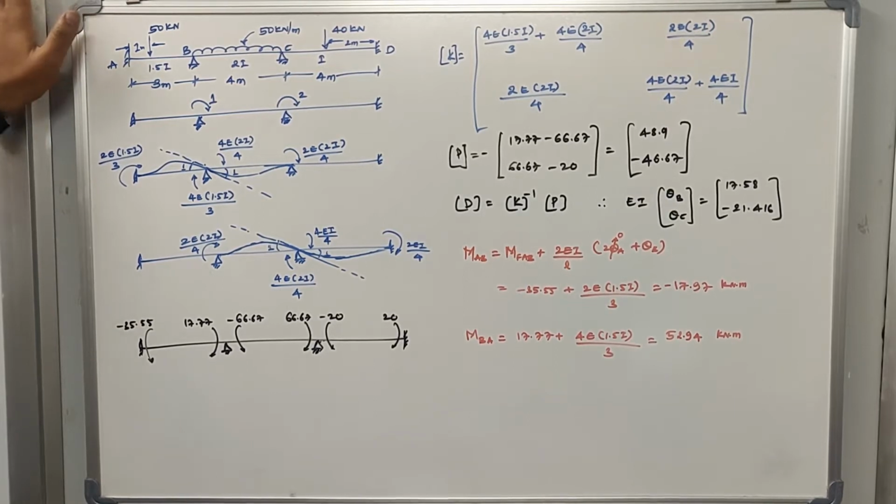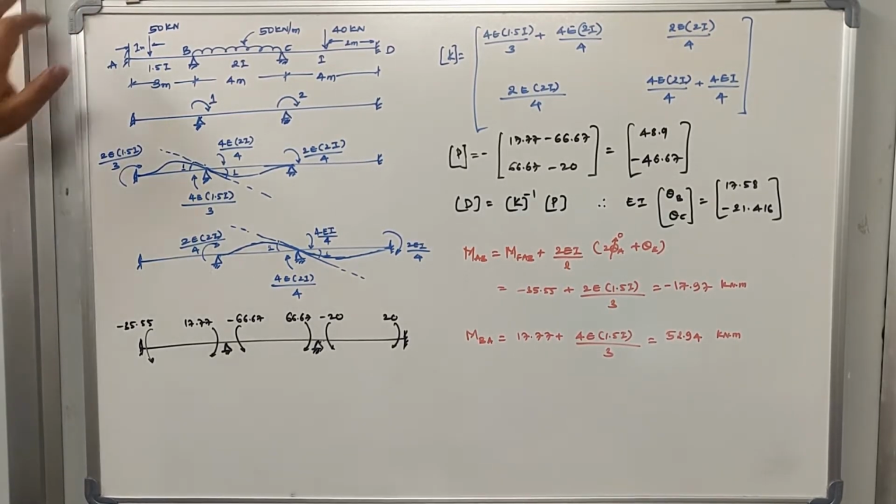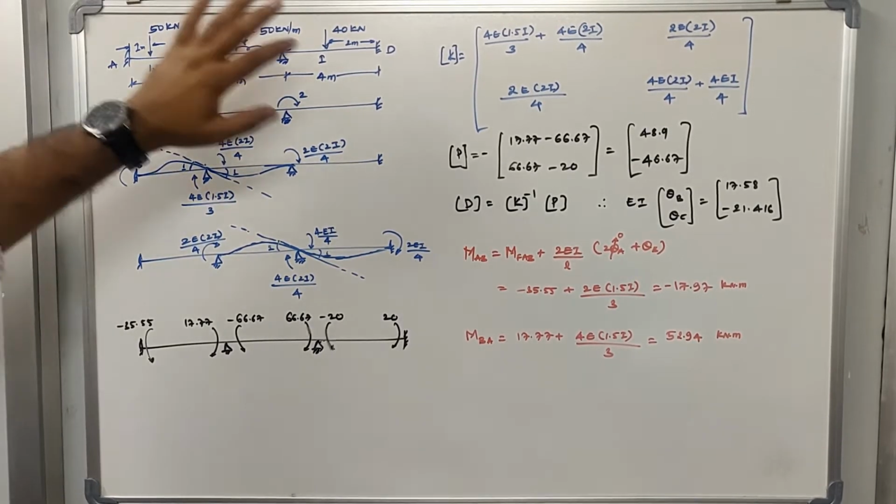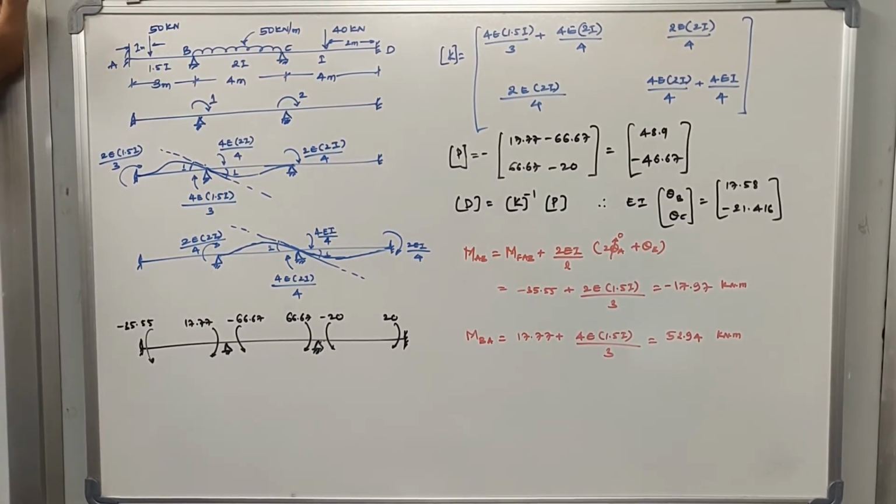First, let us try to determine the kinematic indeterminacy for this structure. As we know, joints A and D are fixed in nature. Because of fixity, there will be no degree of freedom, so the kinematic indeterminacy there will be 0. Now let us go to the internal joints, which are B and C. B and C will have a rotation, so theta B and theta C exist.